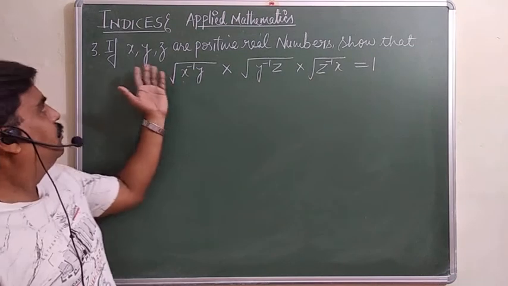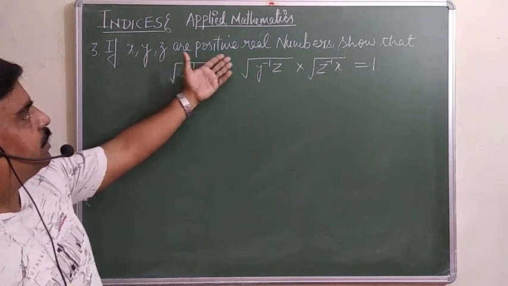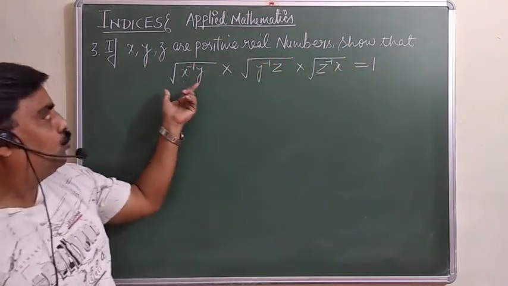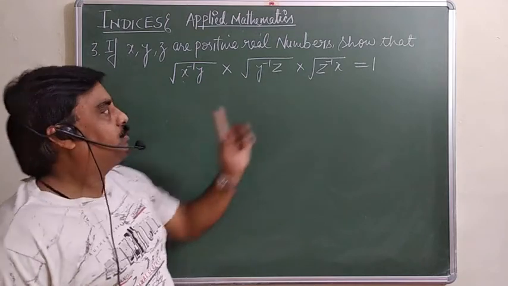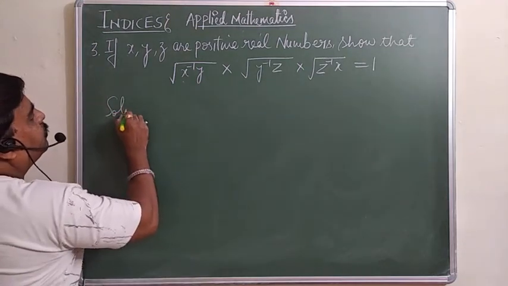Okay, now one more question. x, y, z are positive real numbers. Then we are supposed to show that this is equal to 1. See now, here, look at here now.